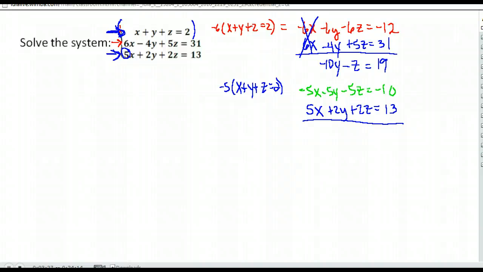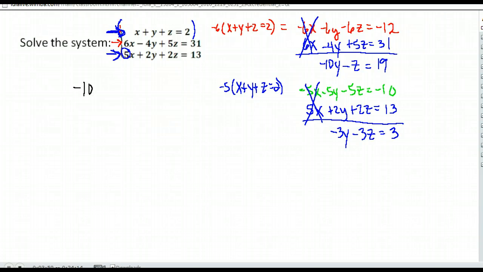Okay, we add those. -5 and +5x is 0 x's. Good thing, that's what I wanted. -5y and 2y gives me a -3y. -5z and 2z gives me a -3z. And finally, -10 and +13 gives me a +3. So now I have what I wanted.